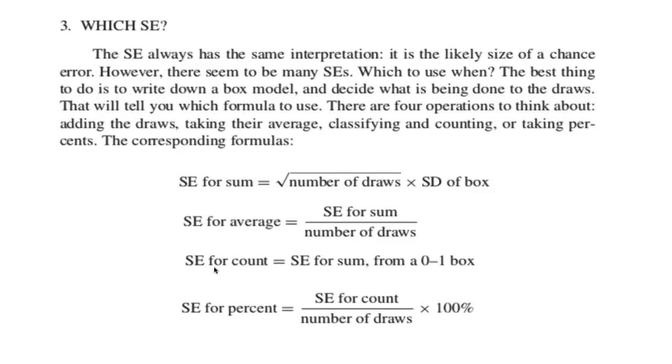And then we also talk about the SE for percent, which is the same idea. We're taking the SE for count, which is the same thing as the SE for sum, and we divide that by the number of draws, and then multiply by 100% to convert to a percentage. So really, all these things come from the SE for sum. The SE for average is the SE for sum divided by the number of draws. The SE for count is the SE for sum, just from a different box. Then the SE for percent is just taking the SE for sum or count, dividing, and converting that into a percentage.